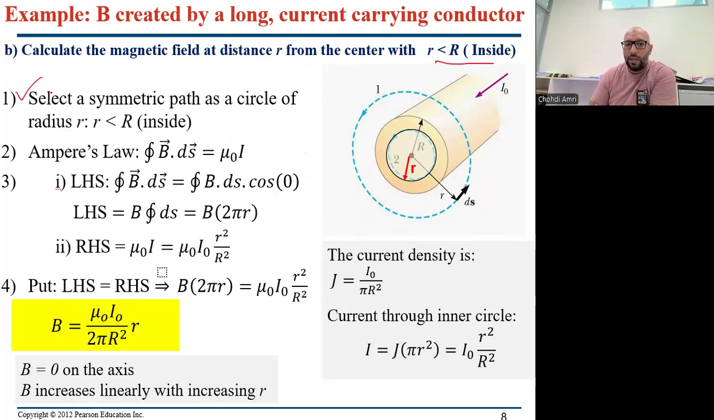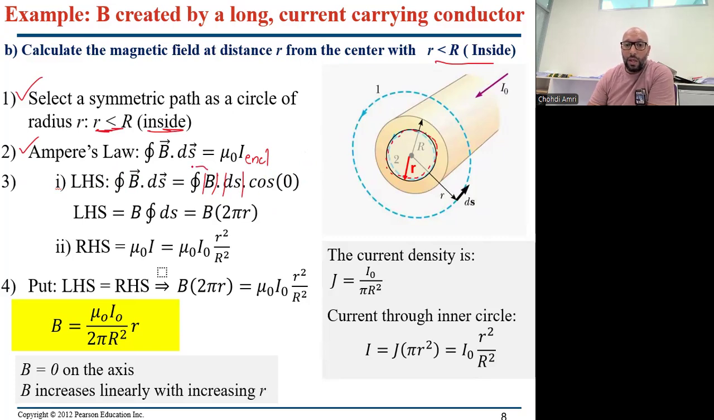Step number 1, select the symmetric path. Also, it's a circle. However, in this case, the radius of this circular path or symmetric path is lower than the radius of the conductor itself, because we are talking about inside. Step number 2, write the line integral of B dot ds equals mu naught I enclosed by the path. Step number 3, the left-hand side is similar to the outside case. Line integral of B dot ds equals the line integral of the magnitude of vector B multiplied by the magnitude of vector ds multiplied by cosine 0. Theta is 0 for the same reason.